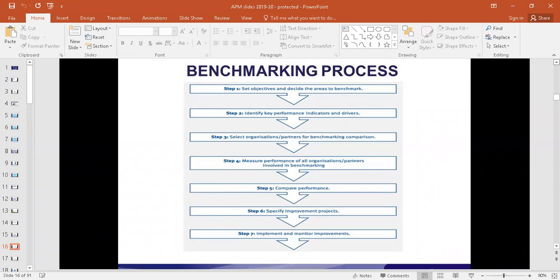The first aspect is to set objectives and decide the areas to benchmark. What is the purpose behind the comparison? What is the objective behind taking up benchmarking activities? And is it applicable for the entire organization or only one specific activity? That's the first step: set objectives and decide the areas to benchmark. The second one says identify KPIs and drivers.